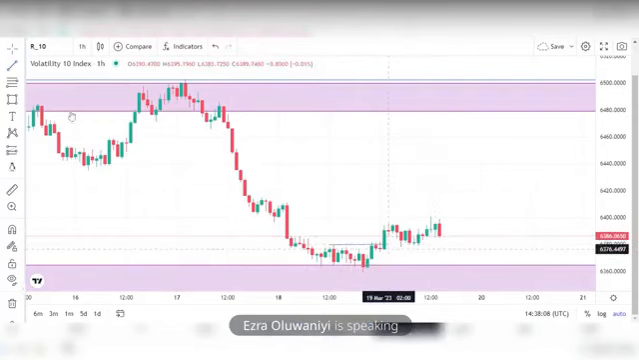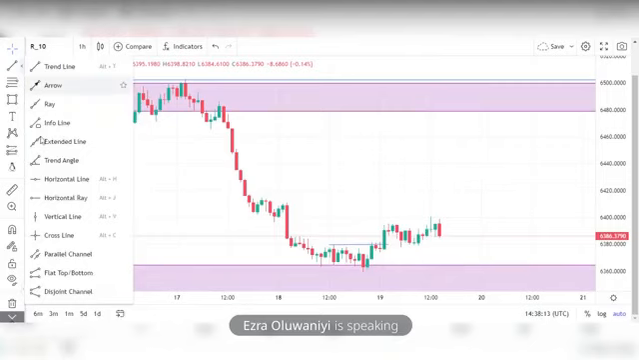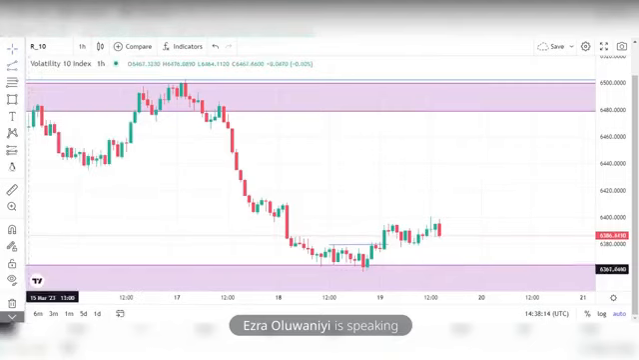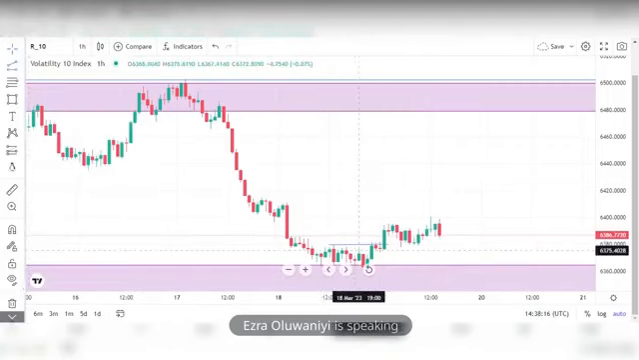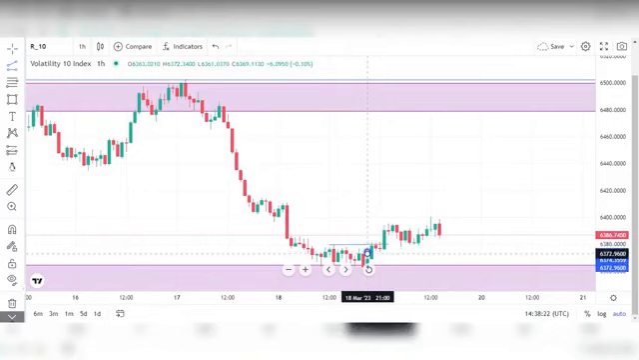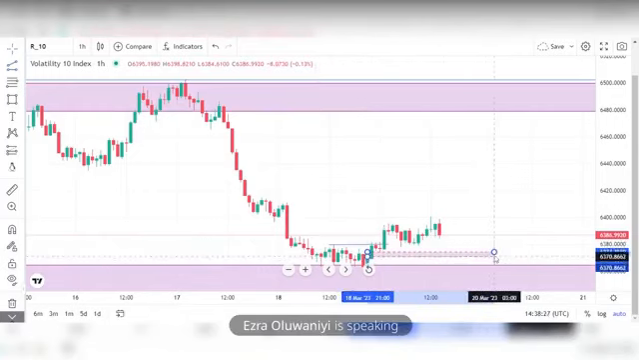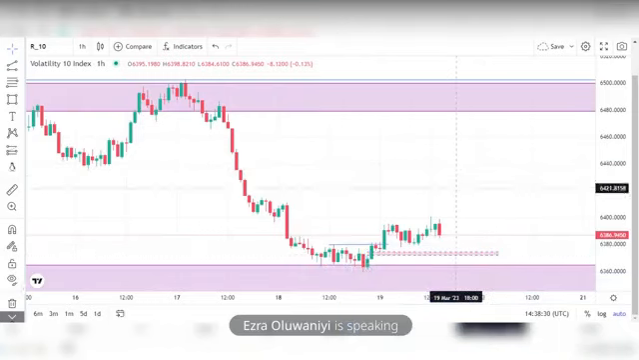So I'm expecting price to come back into this imbalance. Let me see the imbalance well. Maybe there's no imbalance there though. Okay, there's a tiny imbalance there. So there's a tiny imbalance around here. So I'll wait for price to come into it and then let me see what price will do.